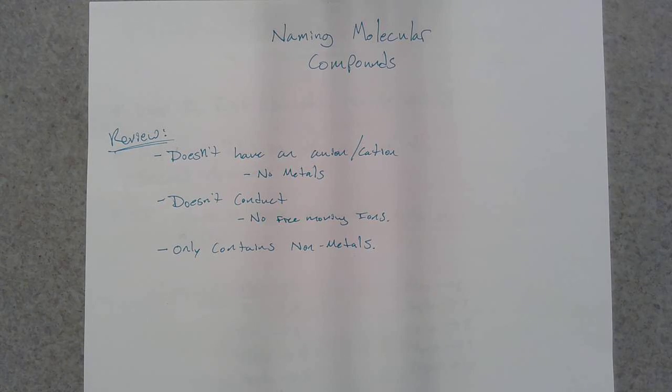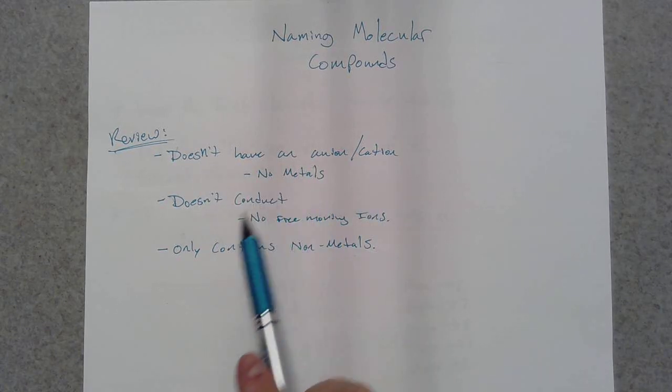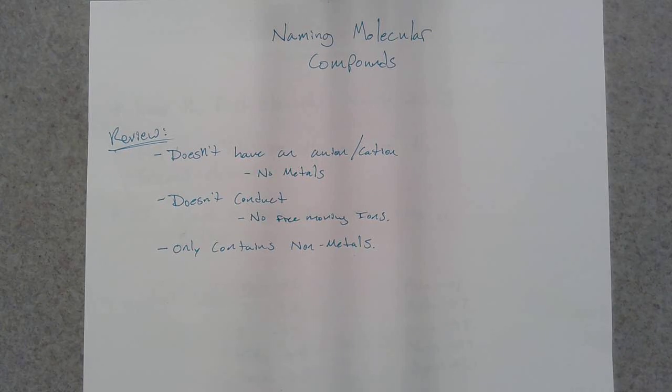We also have to think about how do we name molecular compounds. So nice, simple molecular compounds, only containing a couple things. So we're going to keep it nice and simple. So rules: it doesn't have an anion or cation because there's no metals. In fact, it only contains nonmetals.